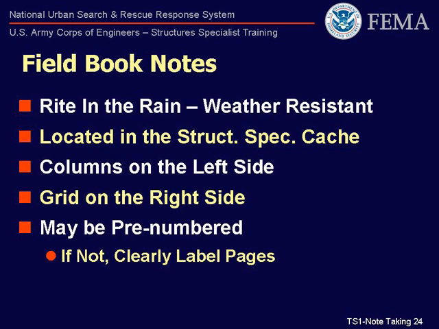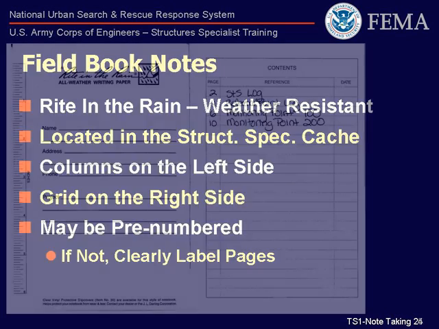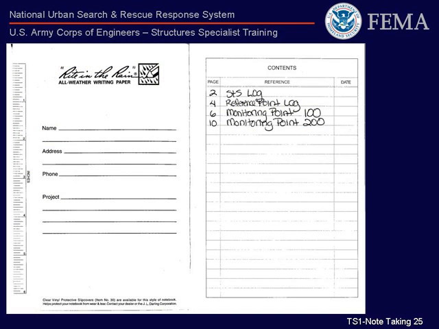The Field Book should be a Write in the Rain or equivalent book and is located in the STS cache. The book should have columns on the left side pages and a grid on the right. These books often have pre-numbered pages. The first page of the book should be the table of contents. It should include the index of the information contained in the subsequent pages.